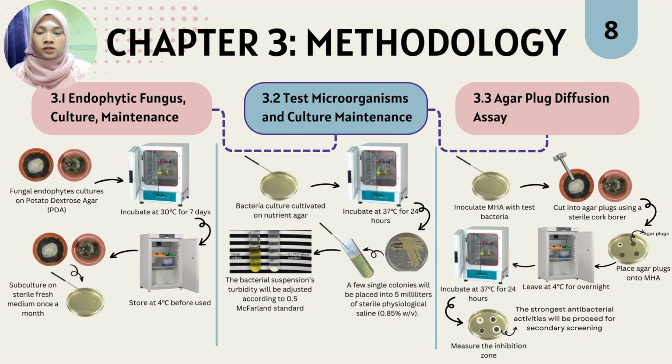Next, agar plug diffusion assay. The isolated fungi will be cut into agar plugs using a cork borer. Then place the agar plug onto MHA that has been inoculated with the test bacteria. It will be placed at 4 degrees Celsius overnight to allow diffusion of bioactive compounds. The plate will then be incubated at 37 degrees Celsius for another 24 hours. The inhibition zone occurring around the endophyte agar plug will be measured.